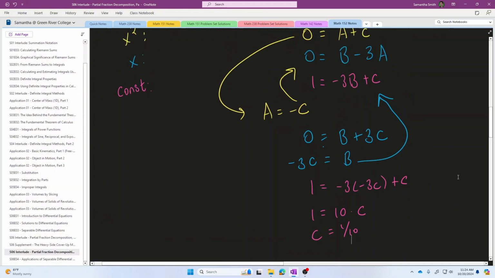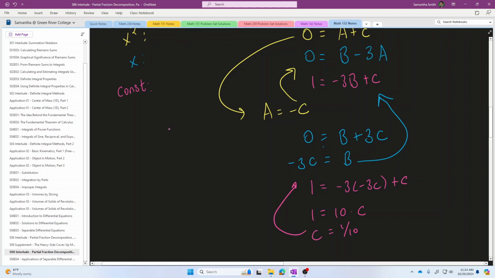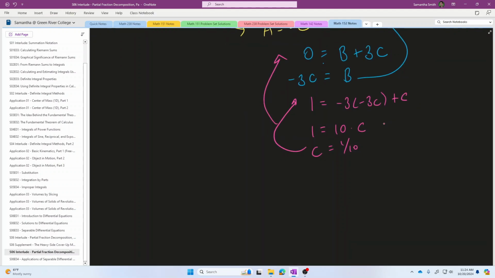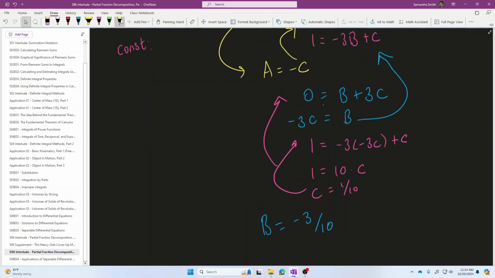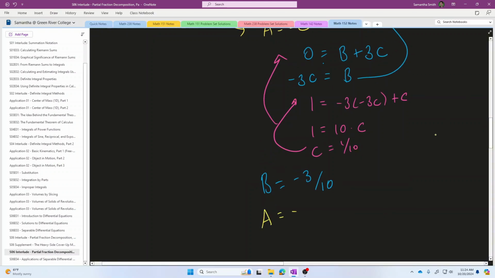1/10. So now that I've found the value of c, I'm very close to having found the value of a and b. If I just back substitute those, I find that b is equal to, from the blue equation, negative 3 times 1/10. And from the yellow equation, I find that a is equal to negative c, negative 1/10.